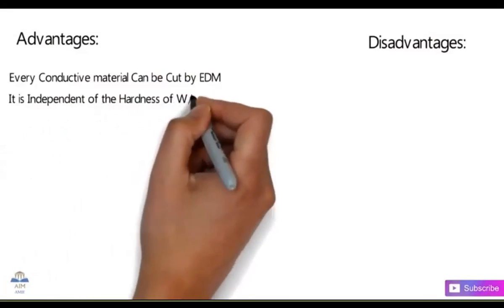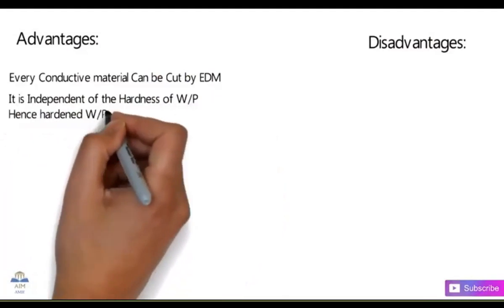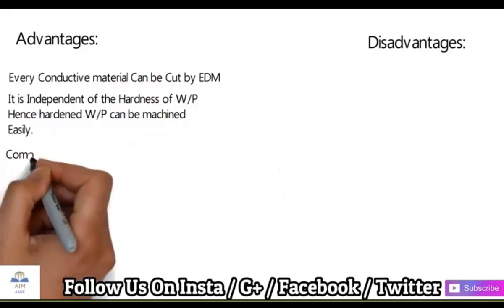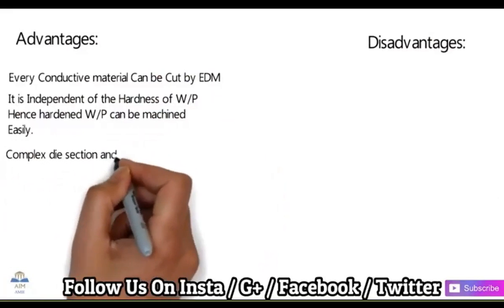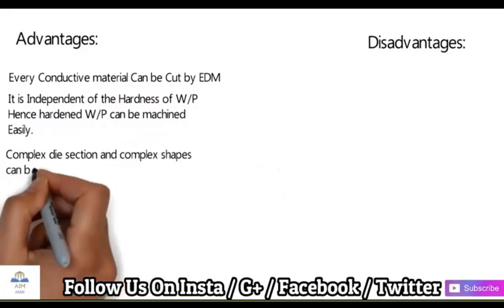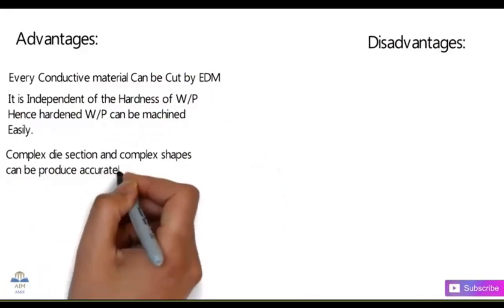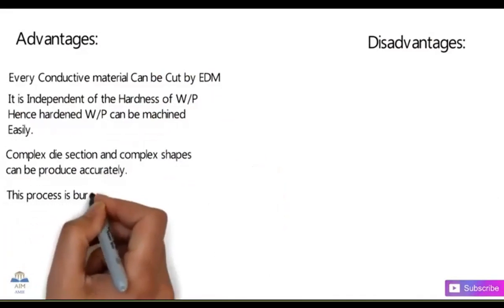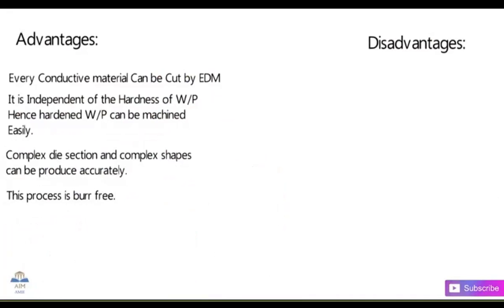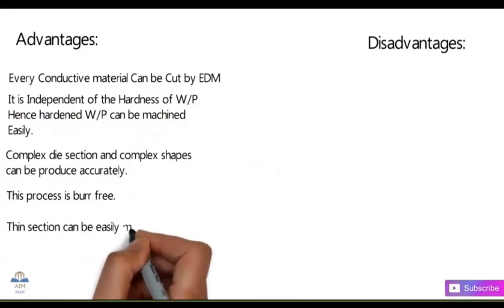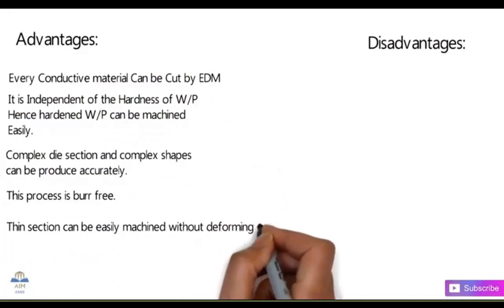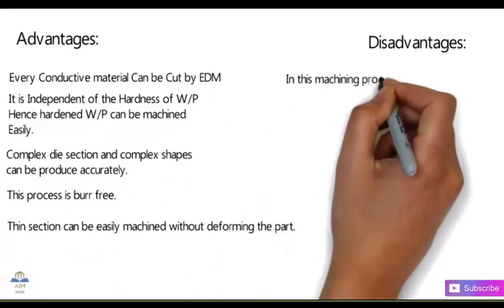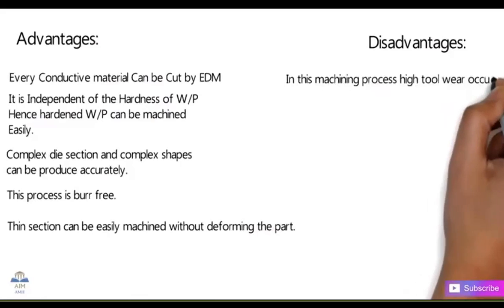It is independent of the material workpiece hardness, and a hardened workpiece can also be machined very easily in this EDM process. So we can cut complex die sections and complex shapes, which can be easily machined with high accuracy. Basically, this process is burr-free, with only a very small amount of chip formation. Thin sections can be easily machined without deforming the part. So that was the advantages.